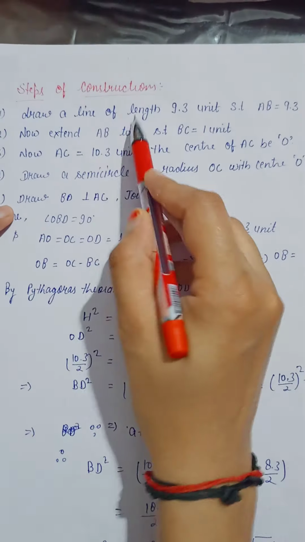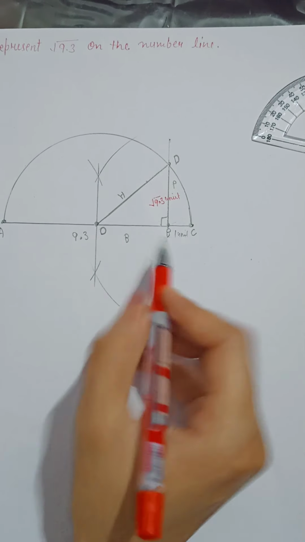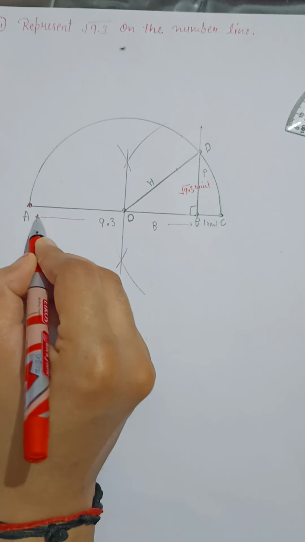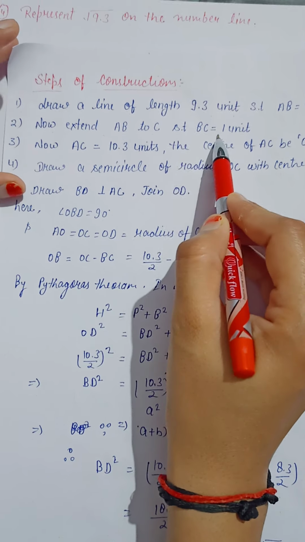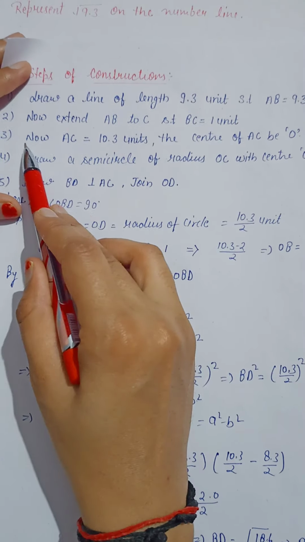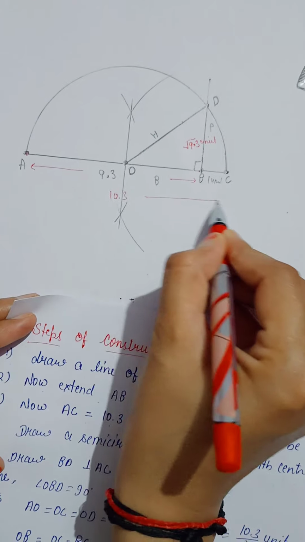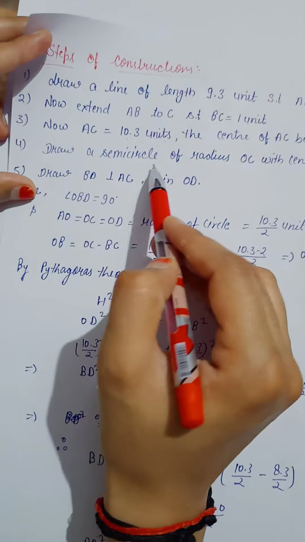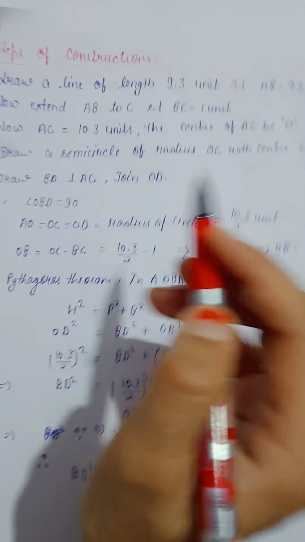First step is to draw a line of length 9.3 units such that AB is equal to 9.3. Second, now extend AB to C such that BC is 1 unit. Third, now AC is 10.3 units. Draw a semicircle of radius OC with center O.